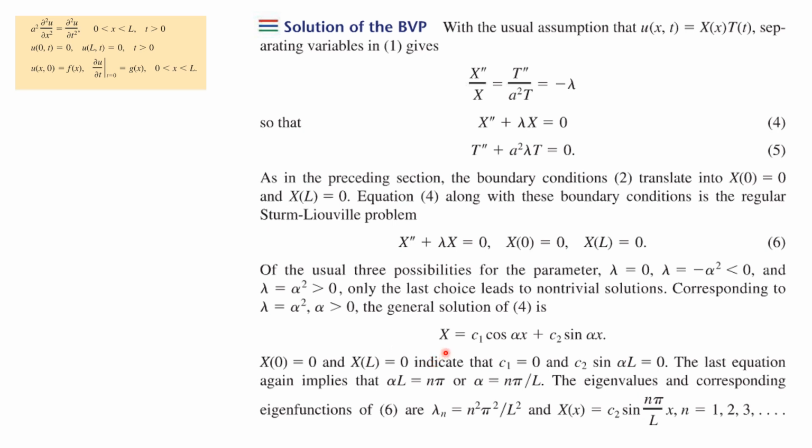So that means the general solution of this is going to be F of x is equal to c1 cosine alpha x plus c2 sine alpha x, and the boundary conditions tell us that the only values of alpha for which we can have a solution are going to be n pi over L, and that means that these eigenvalues are going to be n squared pi squared over L squared just as before, and the solution is going to be a constant times this eigenfunction.